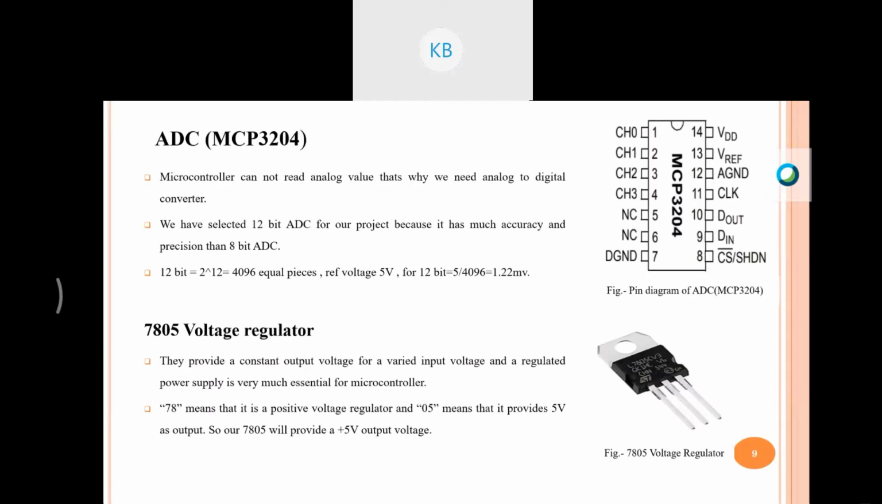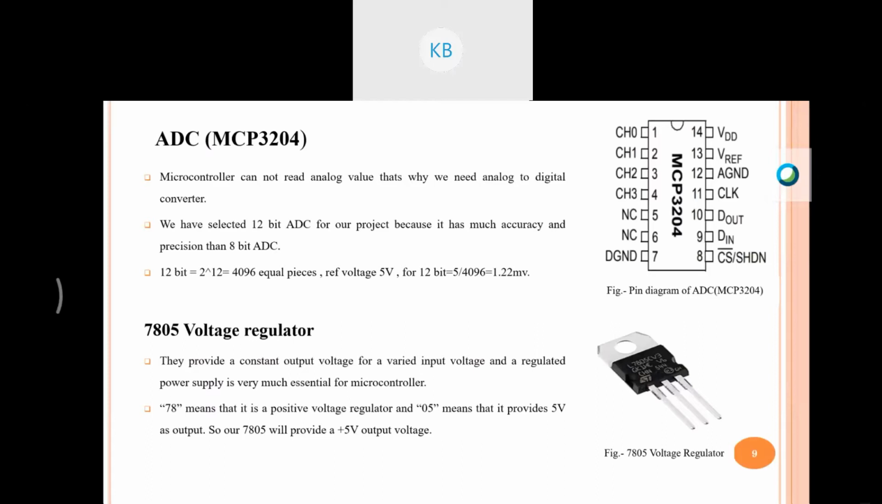And the reference voltage we use is 5 volts. For the 12-bit, we divide 5 by the equal pieces, which gives 1.22 millivolts. This millivolt value is the resolution of the ADC.